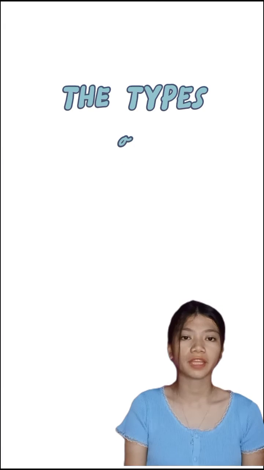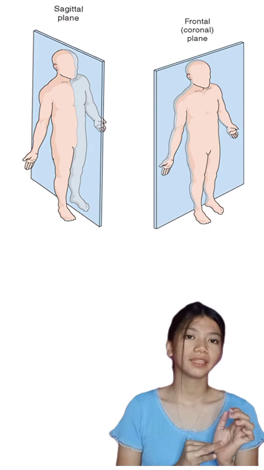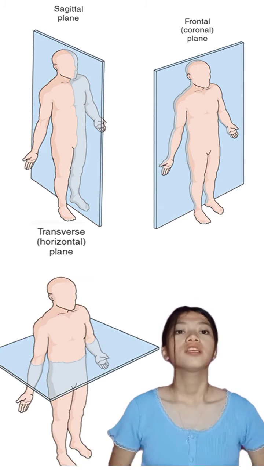In today's video, I will discuss the types of planes of the body, which include the sagittal plane, the coronal plane, and the transverse plane. So without further ado, let's get started.